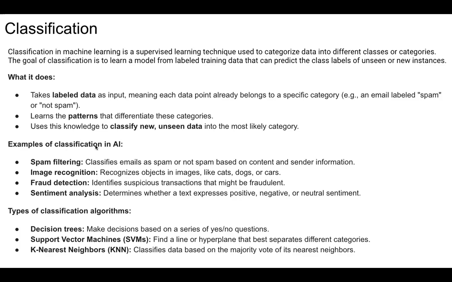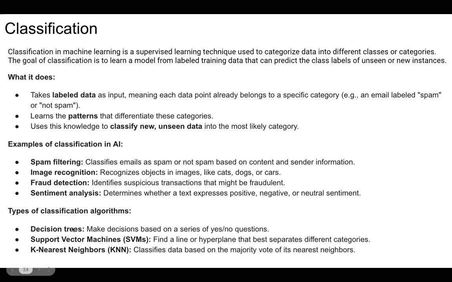So where is classification used in AI? It's used in spam filtering, image recognition, like whether this is an image of a dog, cat, car, flower, whatever it is, fraud detection, transactions that might be fraudulent, and sentiment analysis, whether the text has positive, negative, or neutral sentiment.